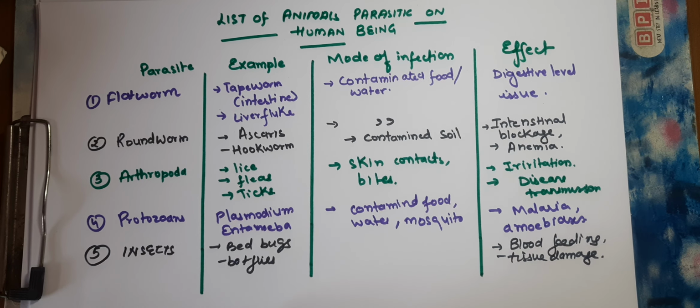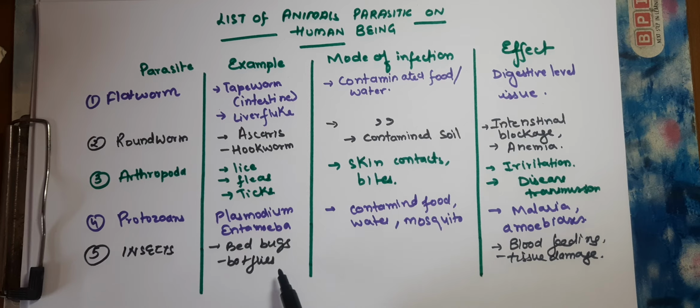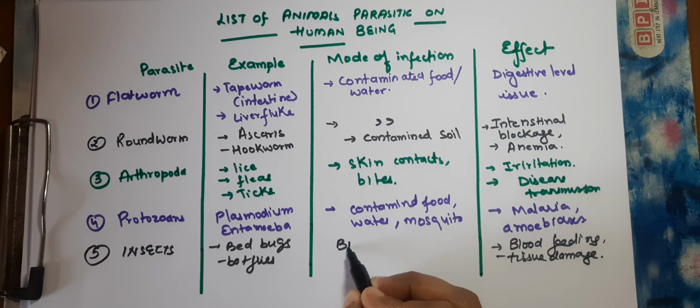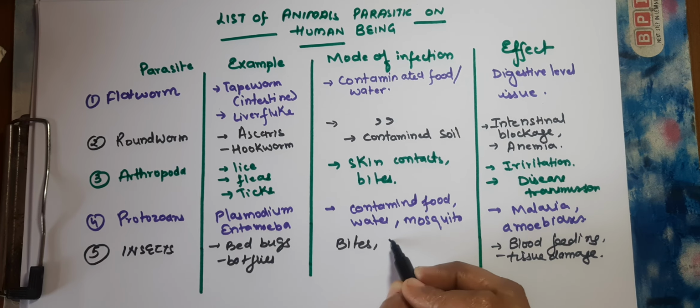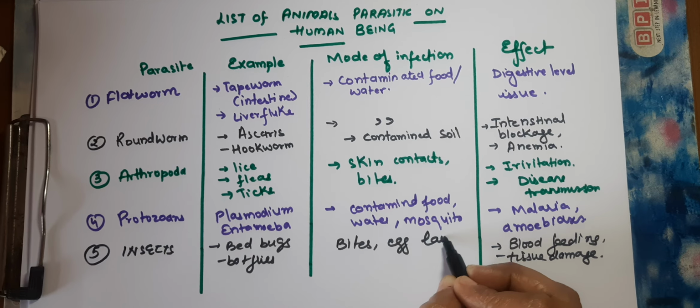The bot fly will affect our skin. It will lay eggs on the skin or the hair, and the larvae burrow into the tissue, which will cause painful swellings. So the mode of infection for insects broadly will include bites and egg laying on the skin.